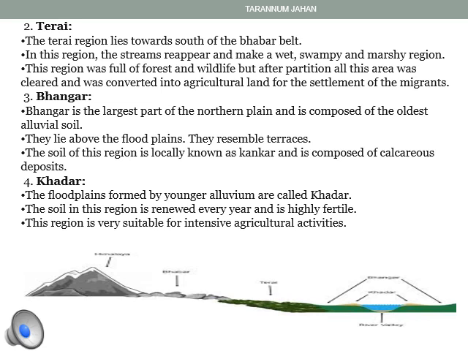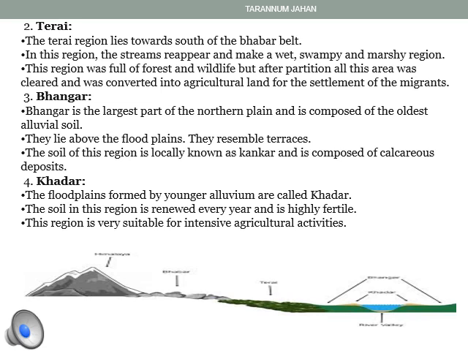This region was full of forest and wildlife. But after the partition, all this area was converted into agricultural land so that the migrants can settle down there. The next is Bhangar.